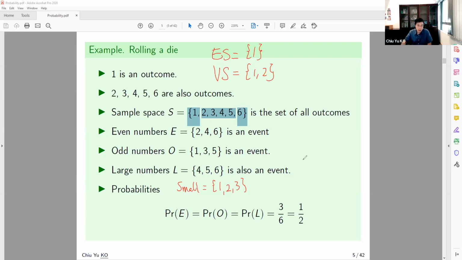Okay, and if the die is fair, then if you roll many times, you expect the six numbers to be equally likely, right? And you expect half of them will be even numbers, half of them odd numbers. Half of them will be large numbers, half of them small numbers. Then the ratio you expect will be 1/2, right? Because each number is equally likely. Is that clear why we have this? This is the classical definition of probability. Is that okay?